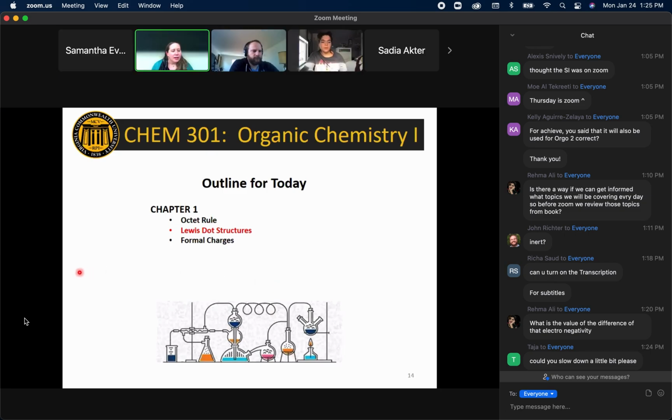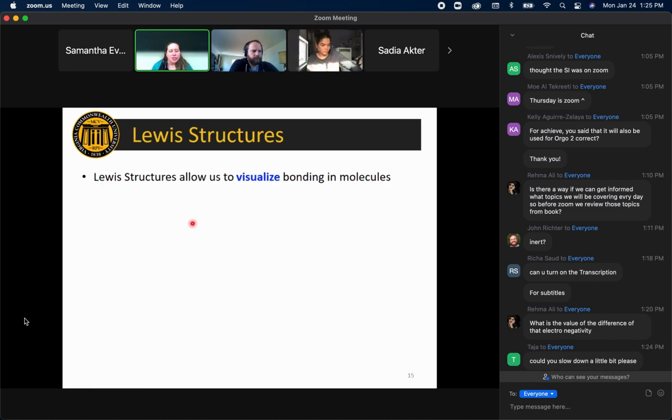Okay. All right. Let's go on to Lewis dot structures. I'm going to call these Lewis dot structures and Lewis structures interchangeably. This is a tool that chemists have developed that allows us to talk to each other and draw out for each other where electrons are expected to be in molecules. So it's a way to illustrate bonding in molecules.